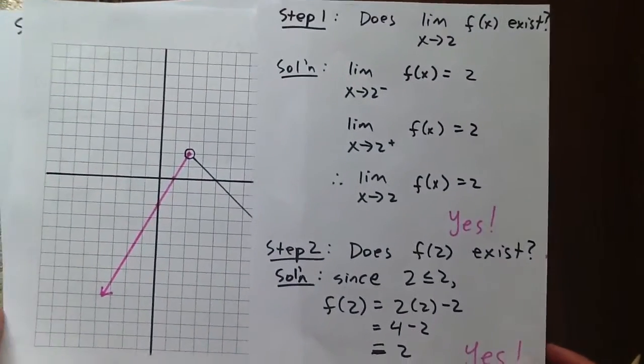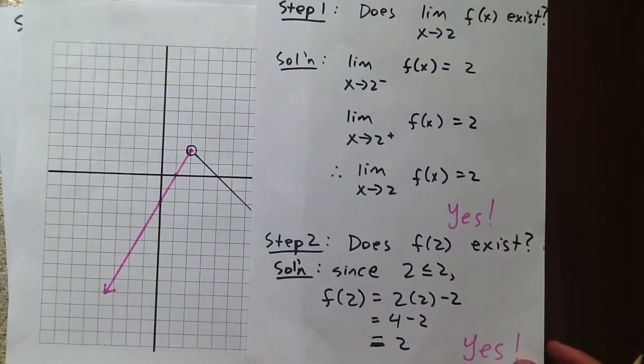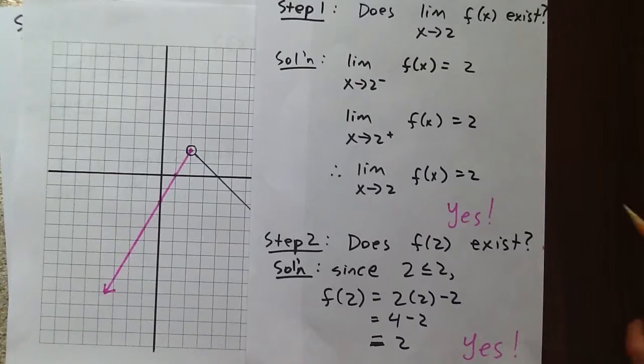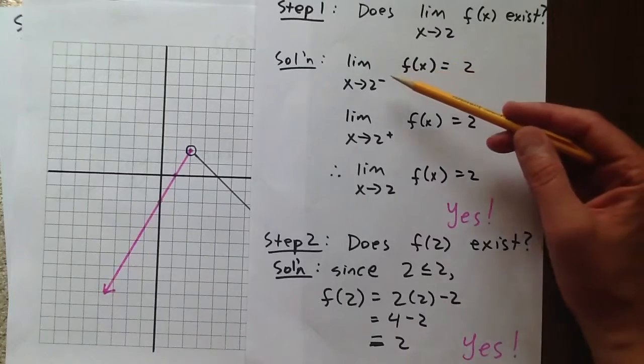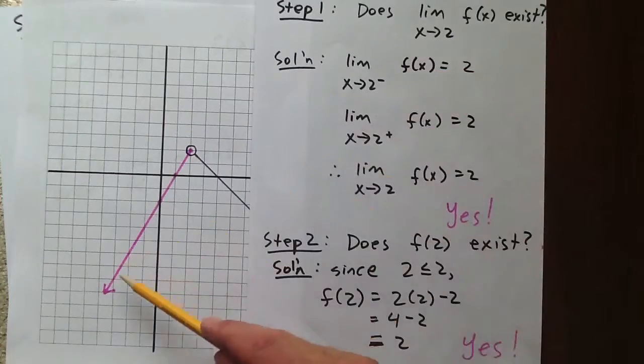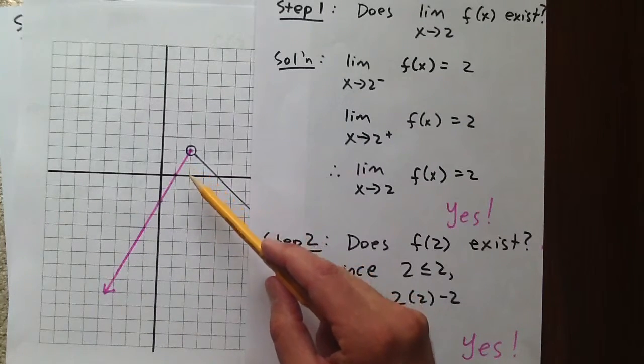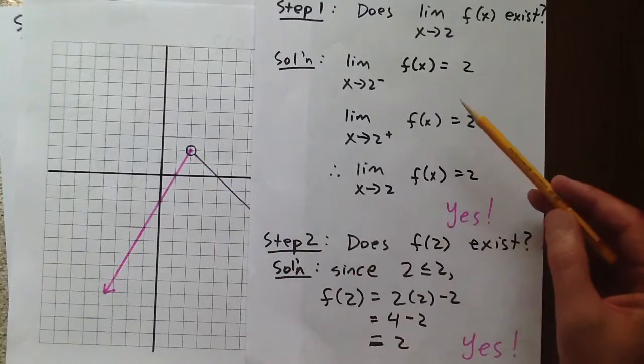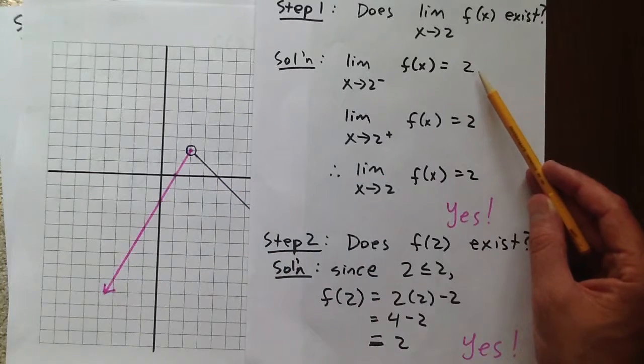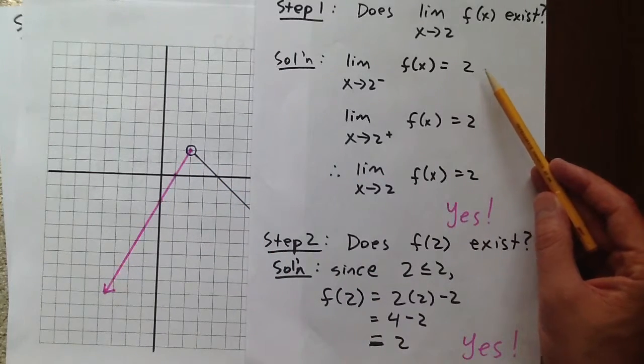So what we're going to do is ask ourselves whether or not the limit as x goes to 2 of f at x exists. Well, from the left-hand side, we see that the limit, as the x value gets closer and closer to 2, the y value gets closer and closer to 2 as well. So from the left-hand side, the limit exists.